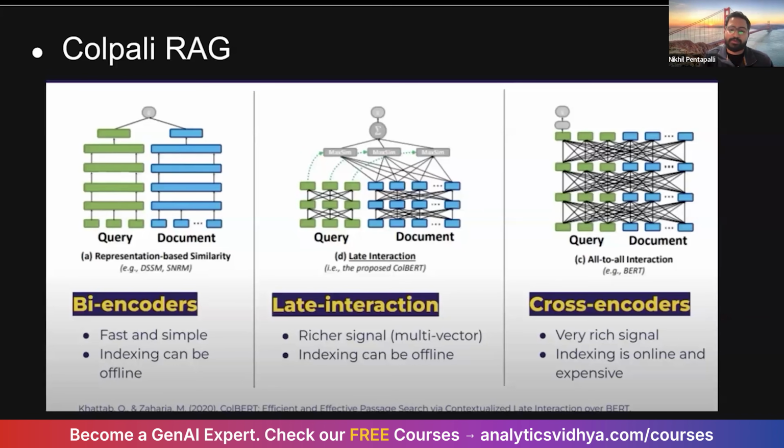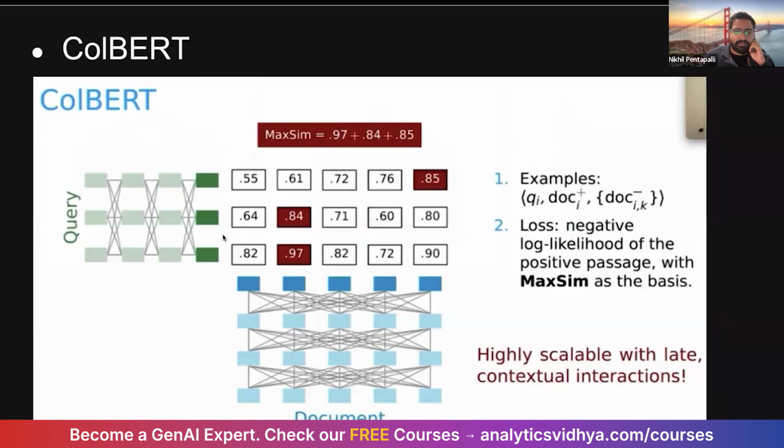Now they propose something to handle this trade-off, not too slow and not too naive like bi-encoders. They came up with late interaction, where it takes the query and the document, takes only the last layers, does a matrix multiplication, then takes the maximum similarity and sums it up. That way you get a richer signal, which is multi-vector, and indexing can also be done offline. This is ColBERT.